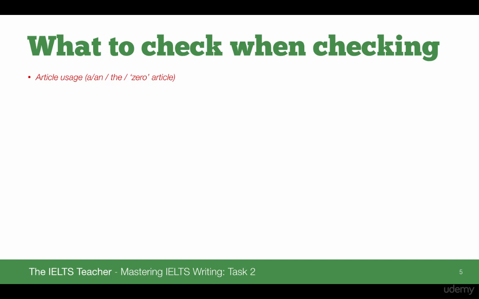Article usage. Very easy to include an article, to cross out an article, and so forth. Singular, plural, countable, uncountable forms. Again, a lot of the time it's just about including an S on the end of a word.